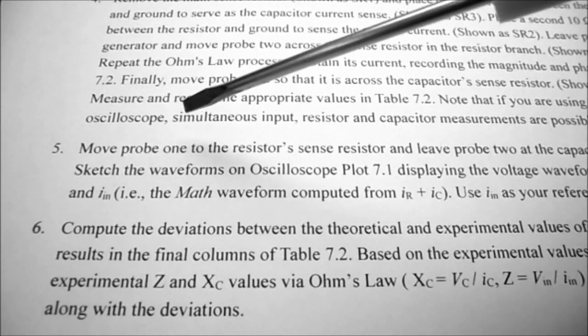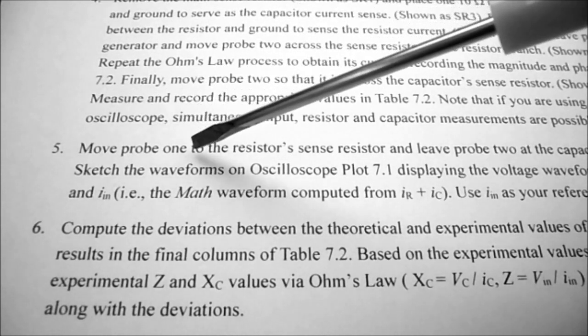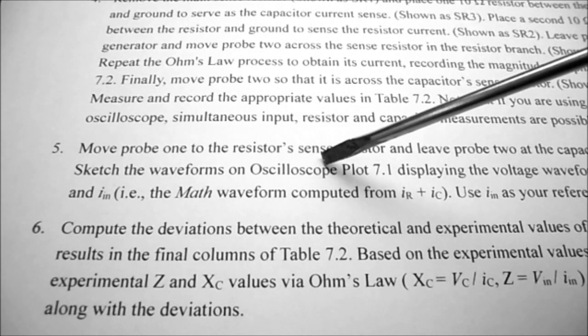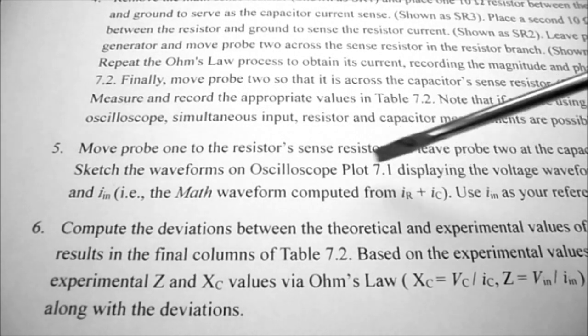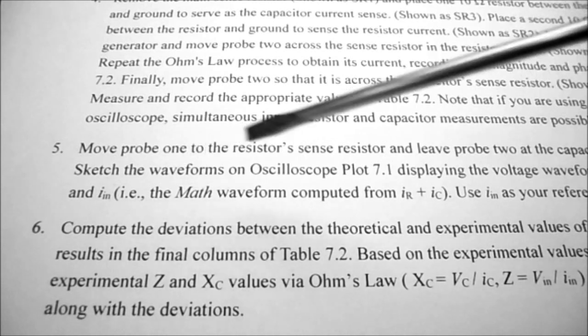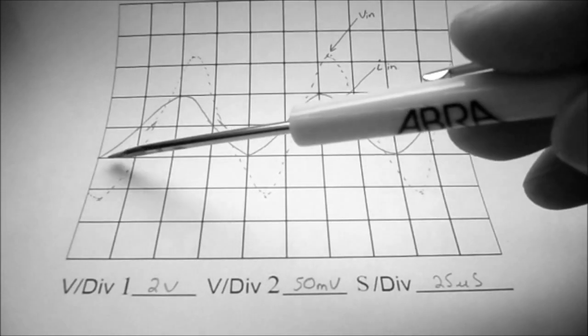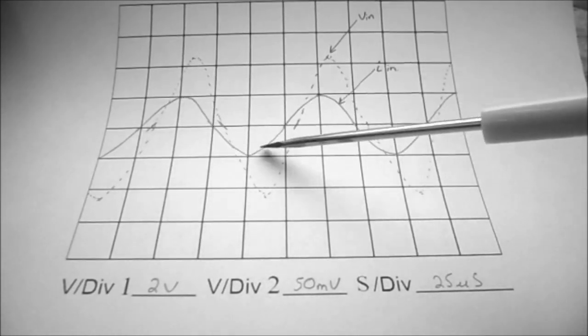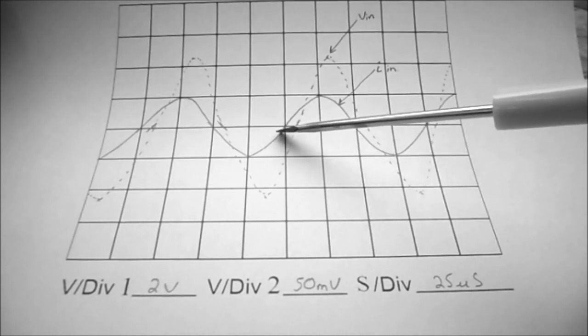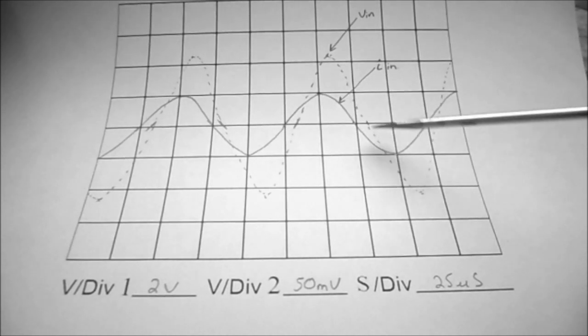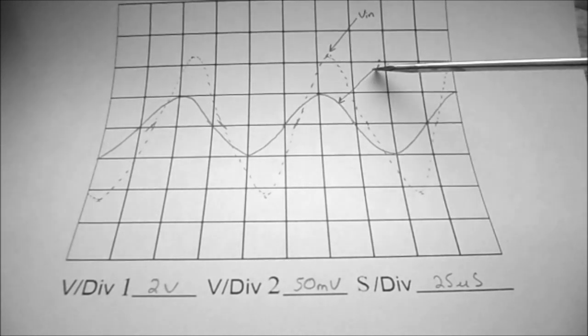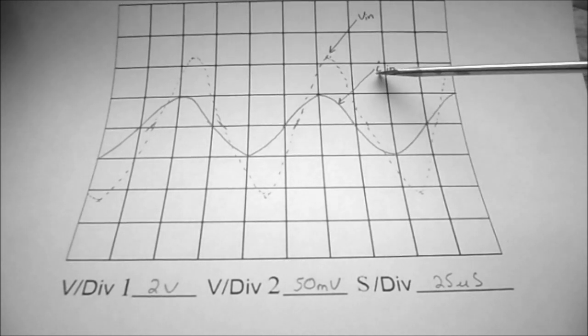Now under procedure step 5, you can see they're going to ask us to sketch these waveforms, and they want us to have a look at IR and IC and IN. So what we're going to do is we're actually going to sketch these now. We're supposed to use IN as your reference waveform, so I'm going to do that right now. So you can see I've drawn in my waveform, and it goes through the zero crossing because it's our reference, and it's going to be IN, or the total input current.